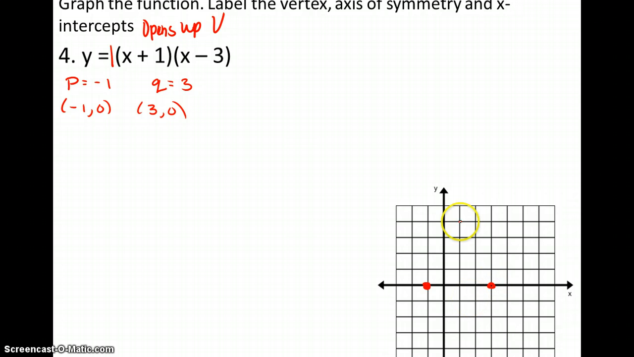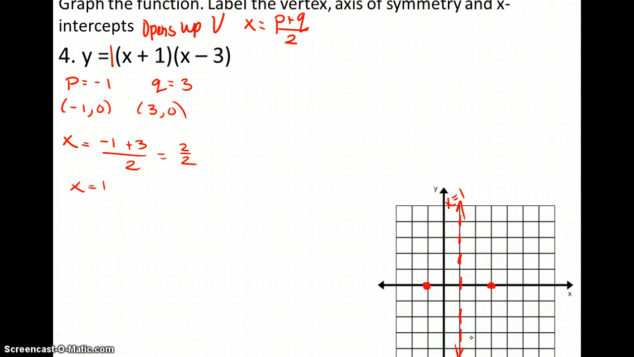The next thing I need is my axis of symmetry, and to find that, I'm going to add. So remember from the previous slide, it's p plus q over 2. So it's negative 1 plus 3 over 2, which is 2 over 2. So my axis of symmetry is at 1. So go ahead and draw that right now. And don't forget to label it x equals 1. One way to check yourself, it should be right in between your two intercepts, which ours is absolutely dead smack right in the middle of those.